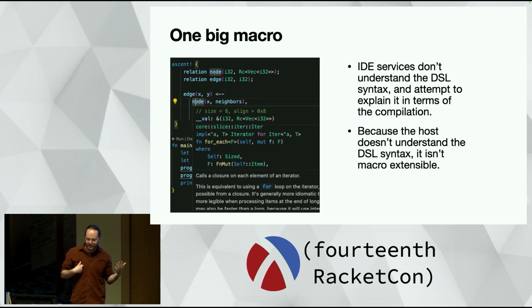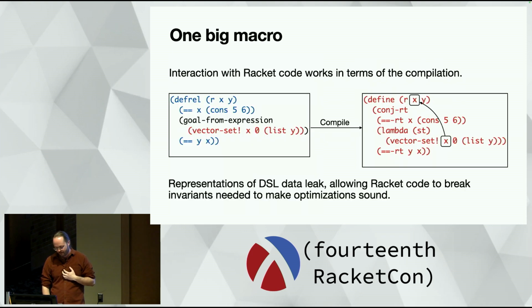Another problem here is that because the Ascent macro is taking control over this entire fragment of syntax, it's not macro extensible. Or at least it's not macro extensible thanks to the host macro expander. They wrote their own macro expander in their big optimizing compiler in order to make it extensible. And that's a thing people have had to do in Racket a bunch too, right? There's a custom macro expander for match and for syntax parse and a bunch of other languages in Racket, right? So that's another big drawback of the one big macro approach.